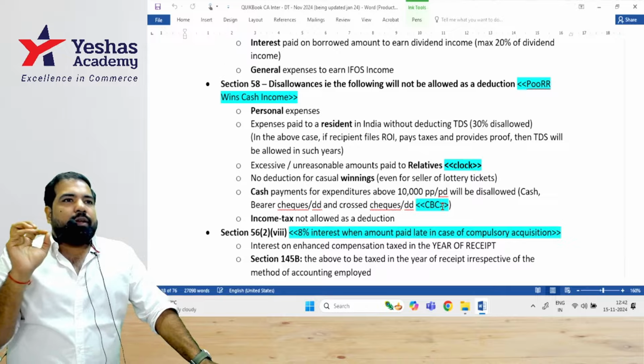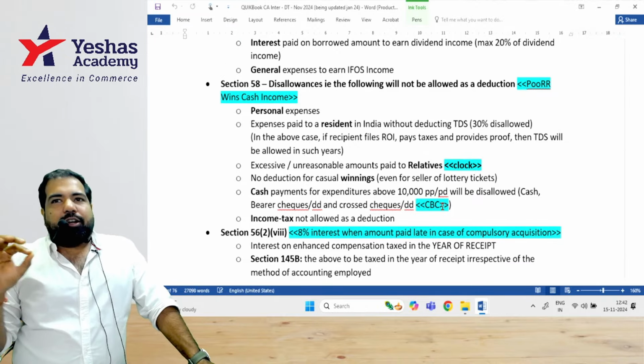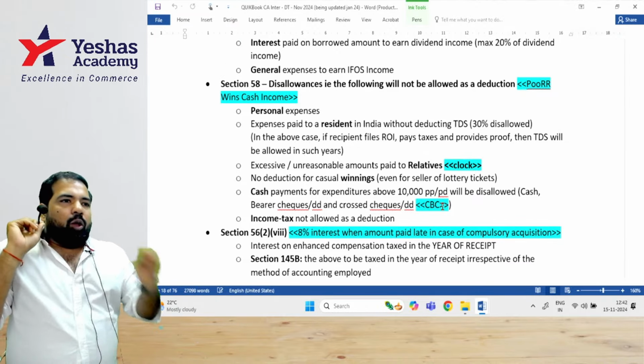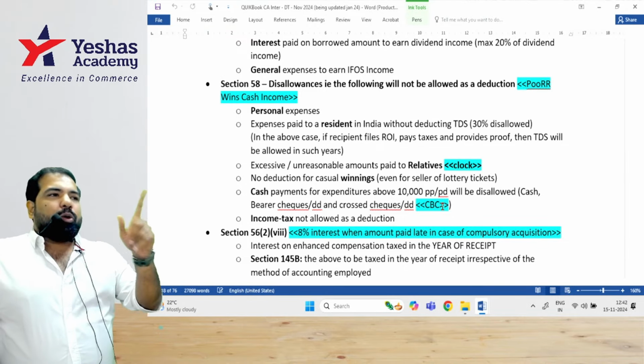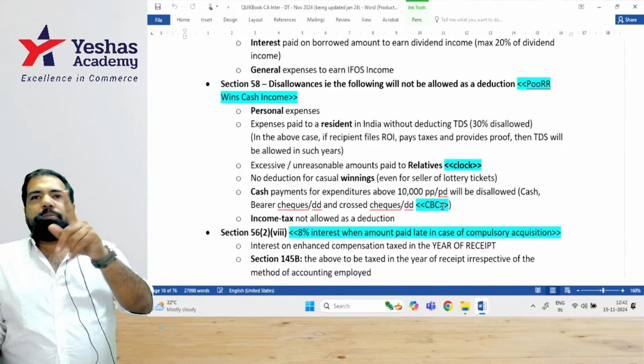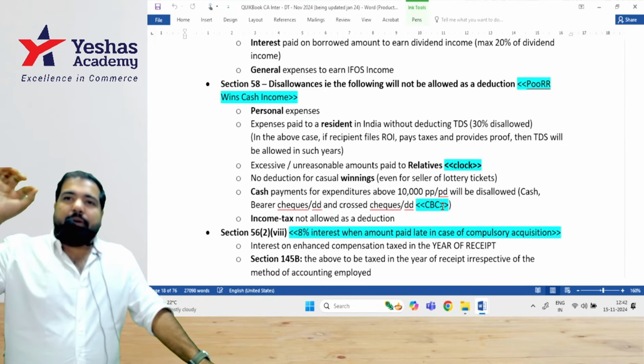Next, wins. Against winnings, do you get any deductions? No. Next, guys, is it okay to pay some expenses in cash? But only up to 10,000 per person per day, not per month, per person per day.